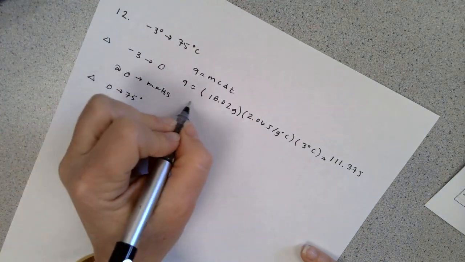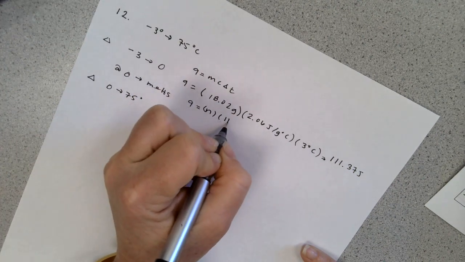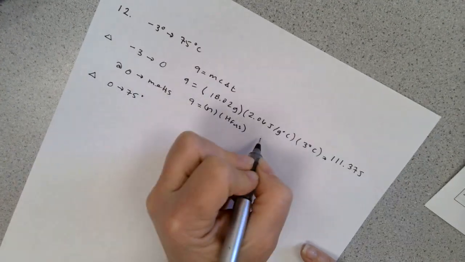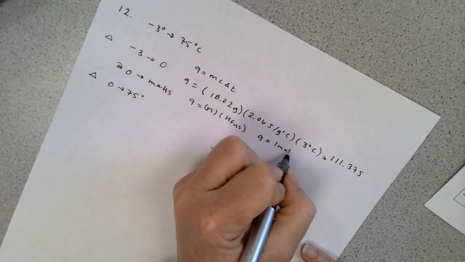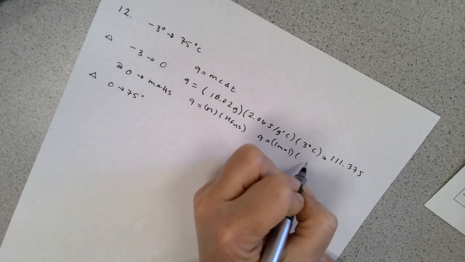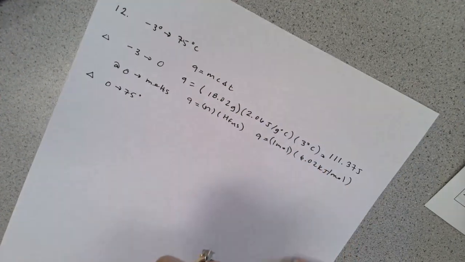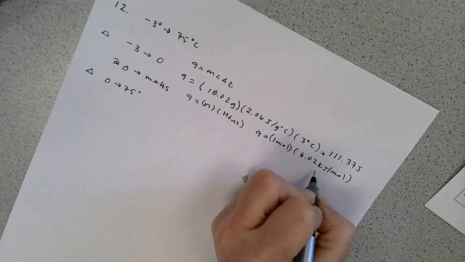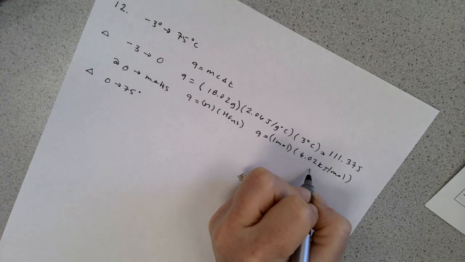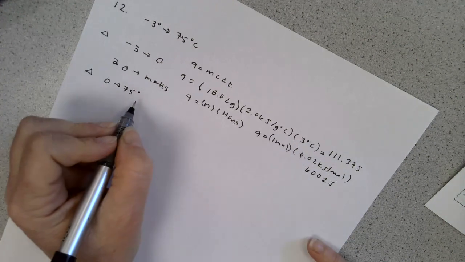This one, we're going to use Q equals n, which is moles, times ΔH fusion, which is a constant. So Q equals, incidentally, this is 1 mole of water, so it's going to be 1 mole times ΔH fusion, which we know is 6.02 kilojoules per mole, because I gave it earlier. And let's convert this to joules so we can calculate this all together. So you're going to get 6.02 kilojoules, so 6,020 joules. And let's go to the last step.